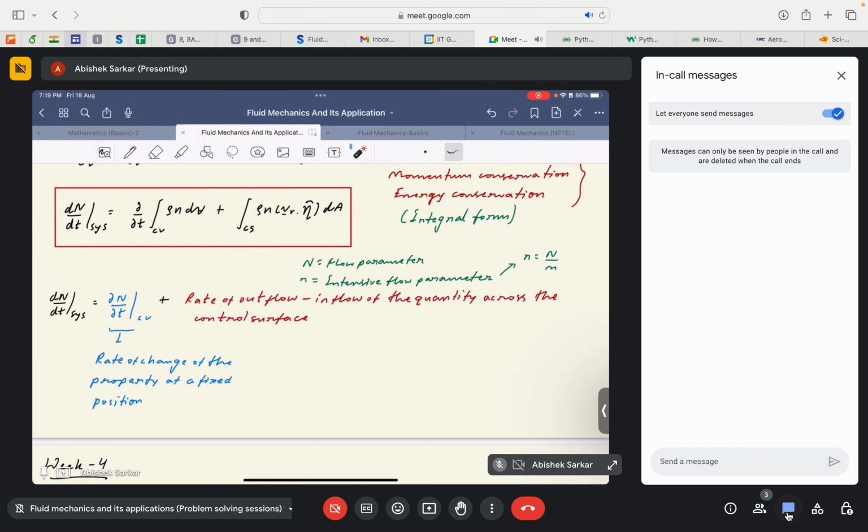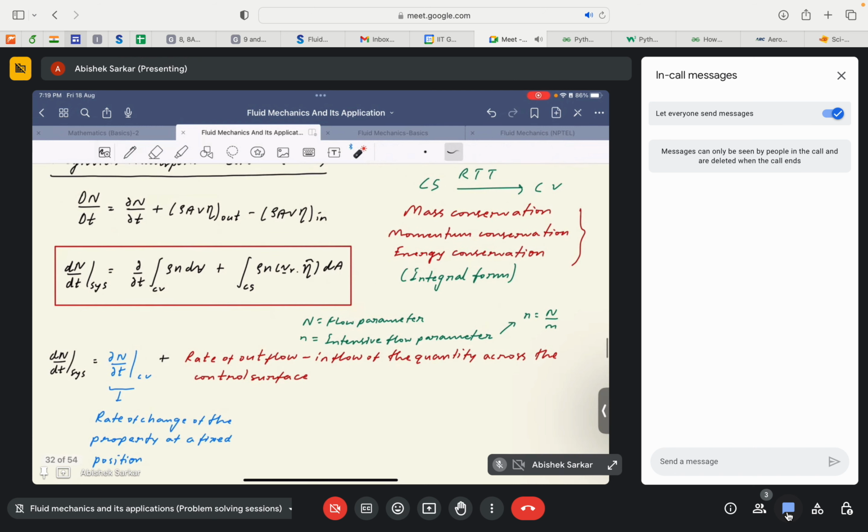Here again, rho denotes the density, and n is the intensive flow parameter. V_R is important here. In general, it is a generalized form, so it will have V_R, the relative velocity of the fluid or flow with respect to the control volume. It's not the absolute velocity, but the relative velocity of the fluid with respect to the control volume. Sometimes this is missed out, but I would like to emphasize that it is the relative velocity.